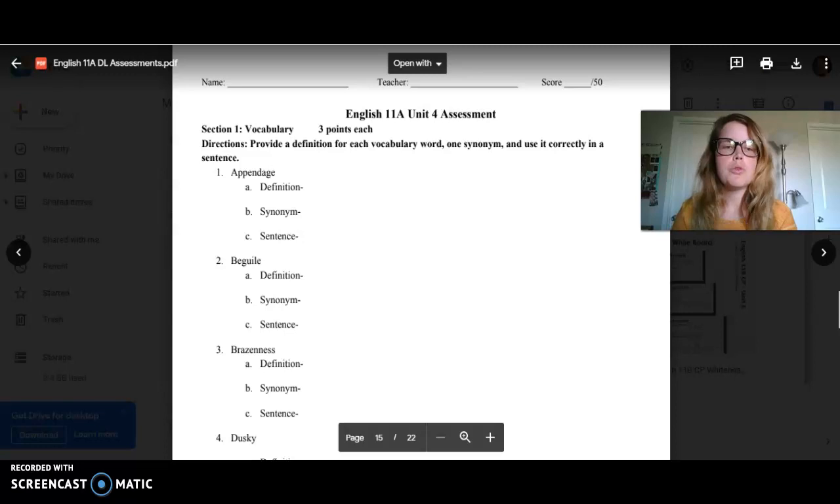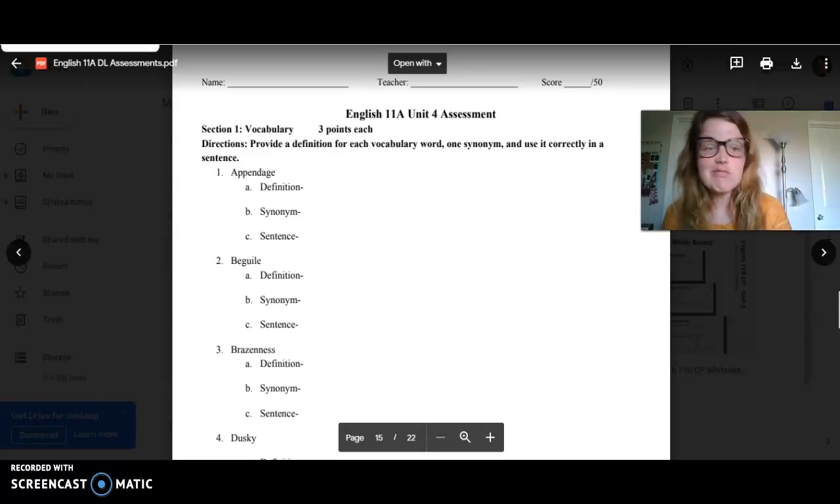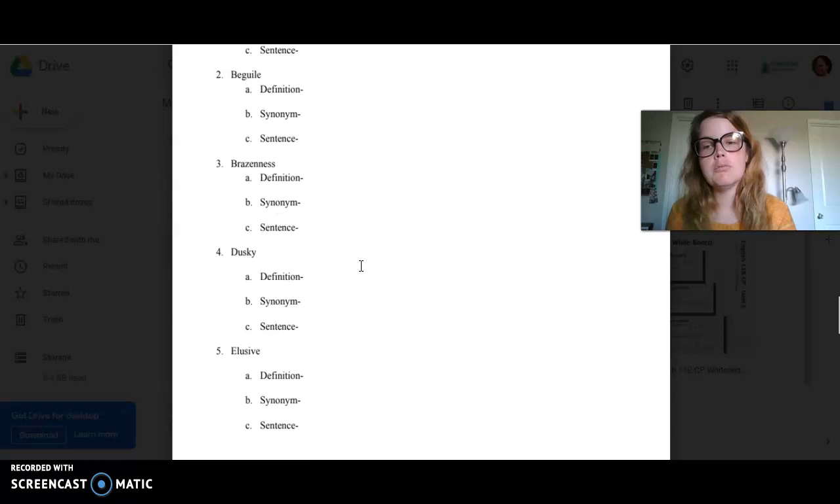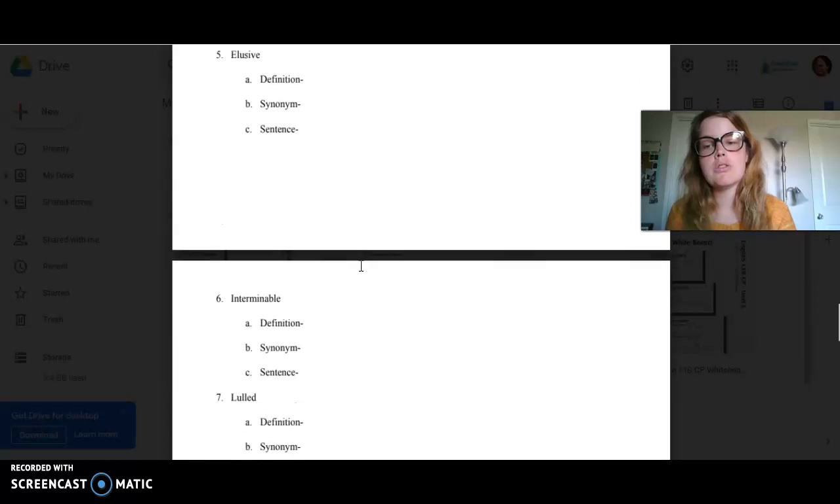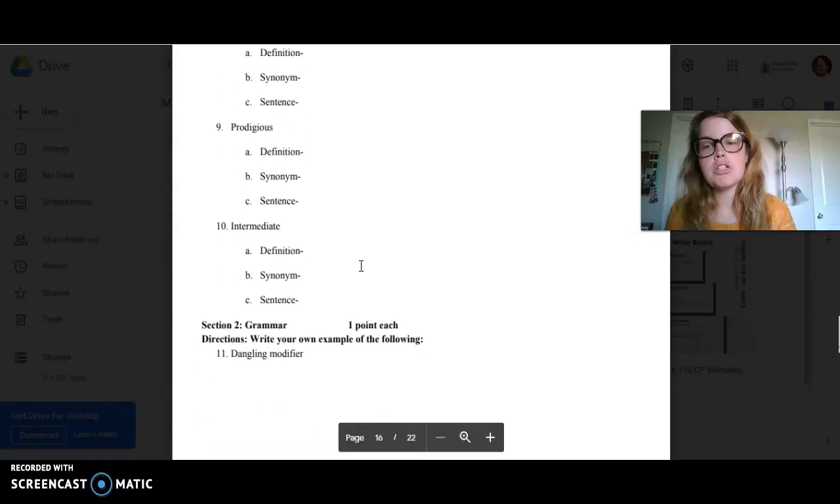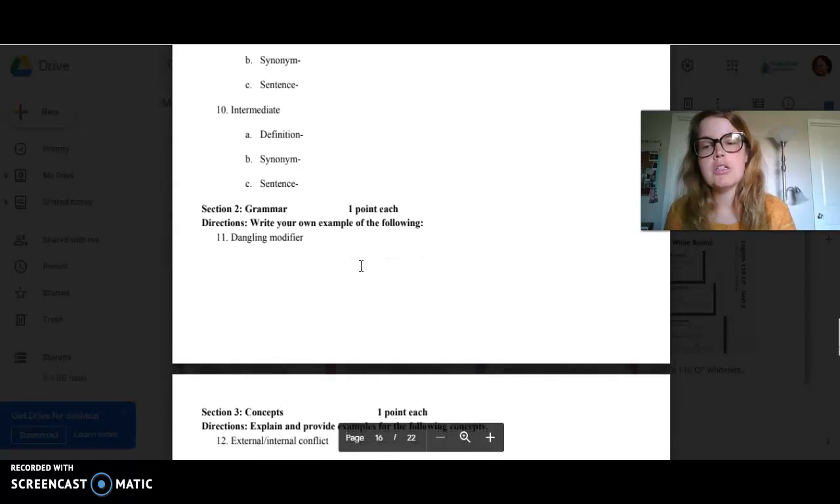So, Unit 4, you've already done the performance tasks, you've already done Units 1 through 3. Next is the alternative assessment or the review. So, let's look at that together. If you've done the rest of these, pretty familiar format. Vocabularies first, definition, synonym, sentence: appendage, beguile, brazenness, dusky, elusive, interminable, lulled, monoplane, prodigious, intermediate.